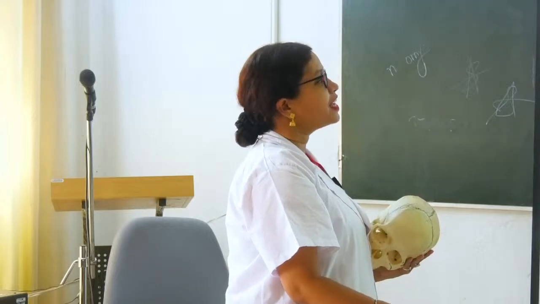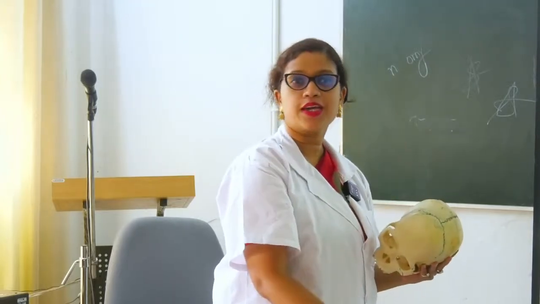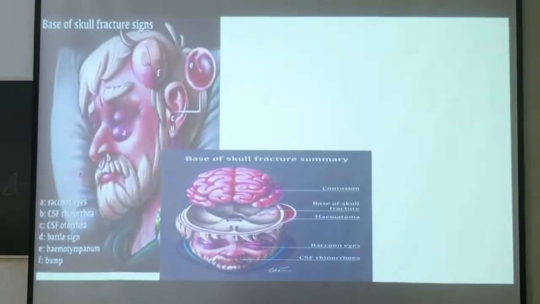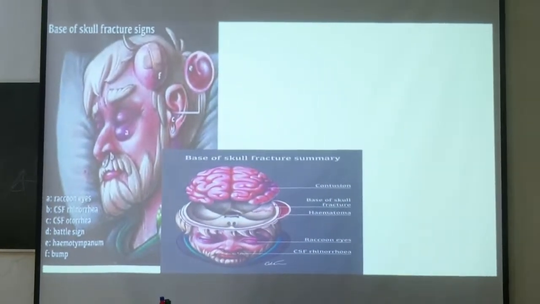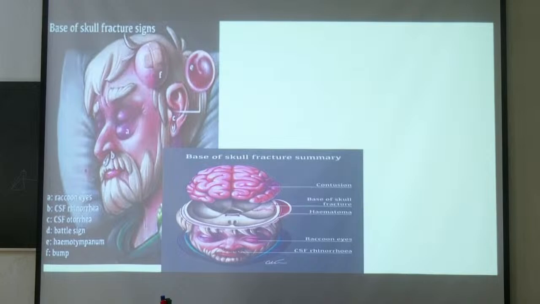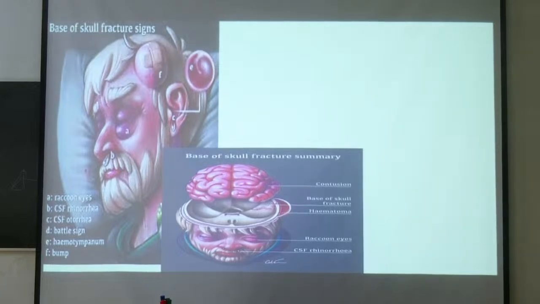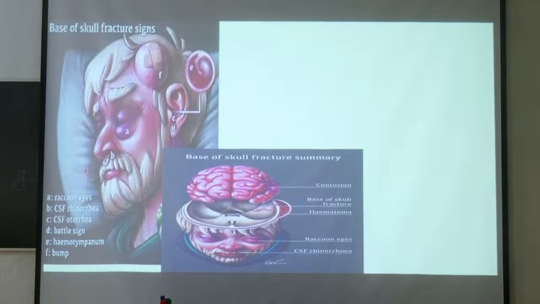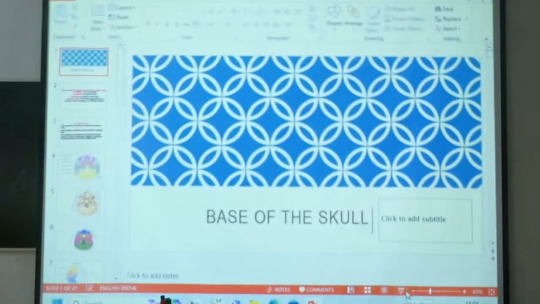So see, this is one kind of thing. This will happen if the base of the skull has been injured. First, what will happen to the eyes? Raccoon eyes, black eyes. And what else? CSF otorrhea, CSF rhinorrhea. So you could see the base of the skull is injured. So that is about the base of the skull.